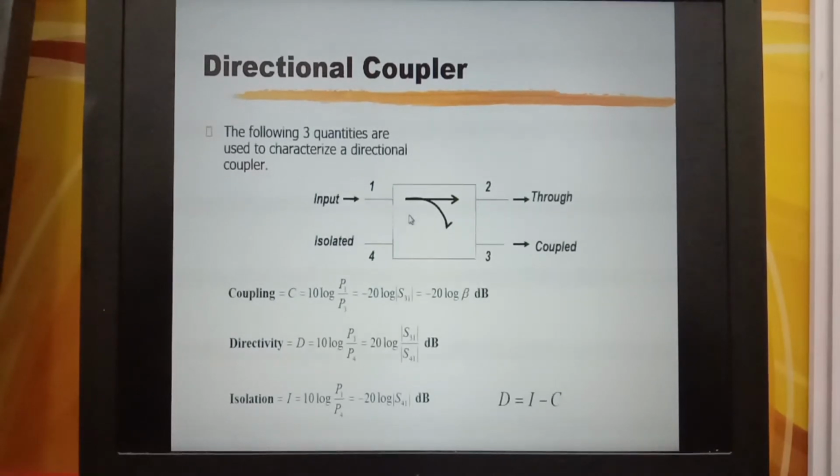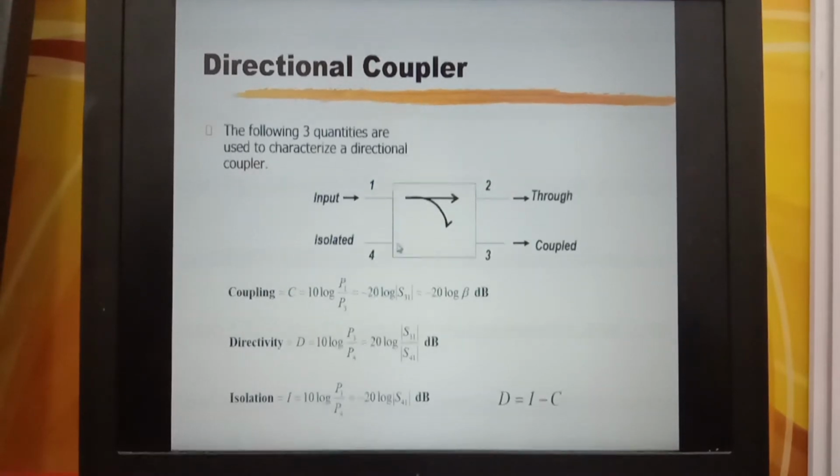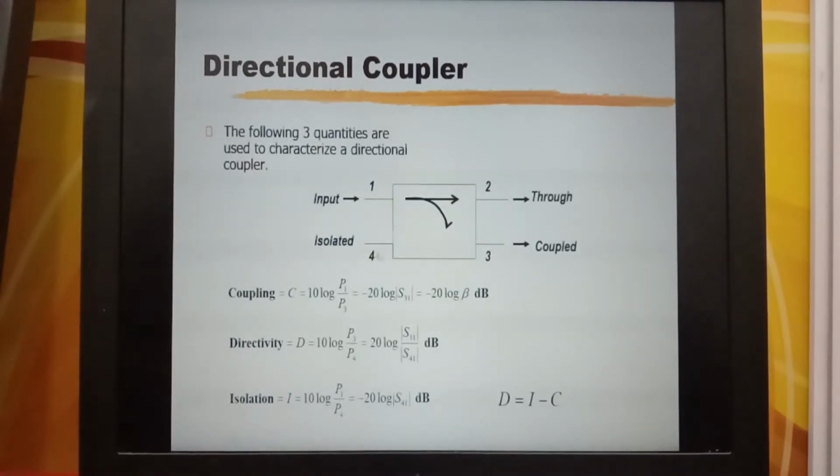This is for the case when the signal is fed to port 1. If we feed the signal to port 2, this time the signal will be transmitted to port 1. A fraction of it will be coupled from port 2 to port 4. So in other words, in the reverse path, port 4 becomes the coupled output, whereas port 1 becomes the through port. And this time port 3 becomes the isolated port, which is isolated from port 2.